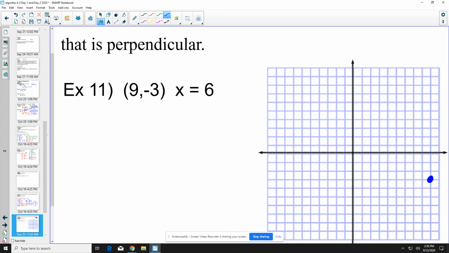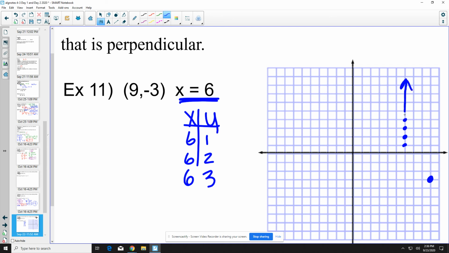Okay, I want the equation of a line that goes through that point that's perpendicular to x equals 6. Well, x equals 6 would be where x is always 6, and y could be any number. So some of the points on the line x equals 6 would be 6, 1, 6, 2, 6, 3, 6, 4. This would be the line x equals 6. This is where all the x values are 6.